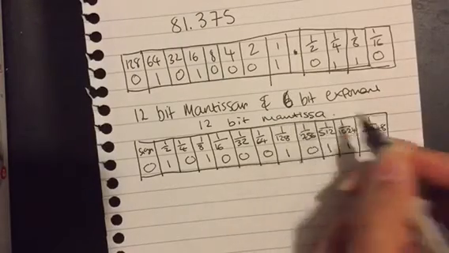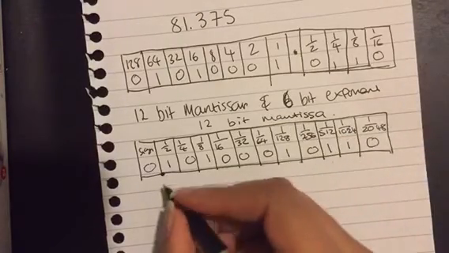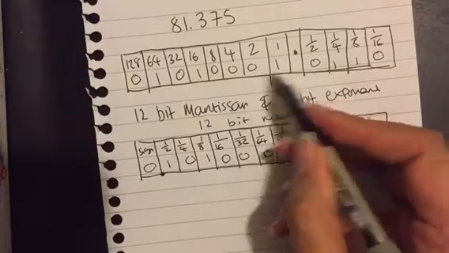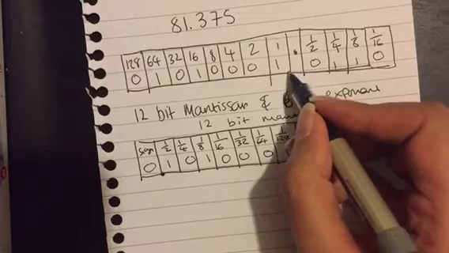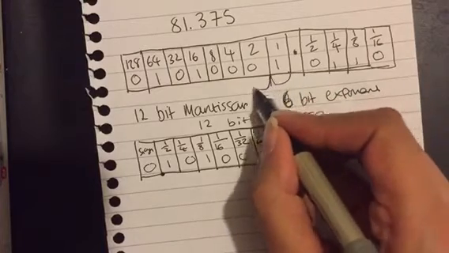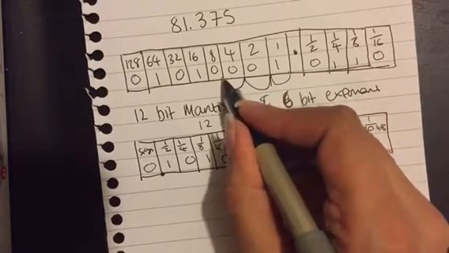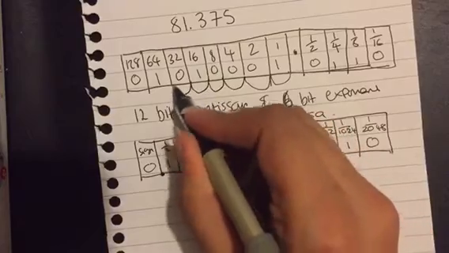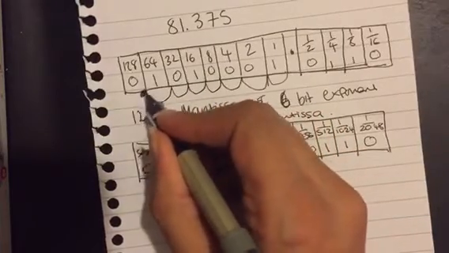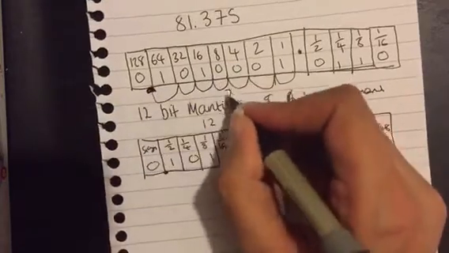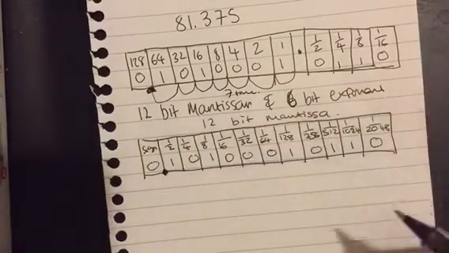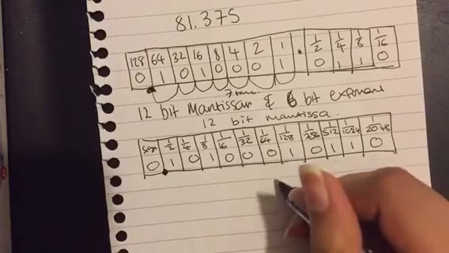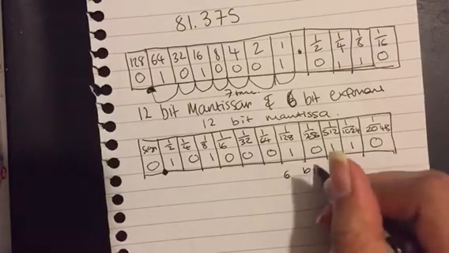Now the next stage is, to get to this 0 point number, how many times have we moved this decimal place back? So let's move it back now. So we've moved it back once, twice, 3, 4, 5, 6, 7 times. So we've moved it back 7 times to get to this number over here. Now, so 7, and then we've got our 6-bit exponent.